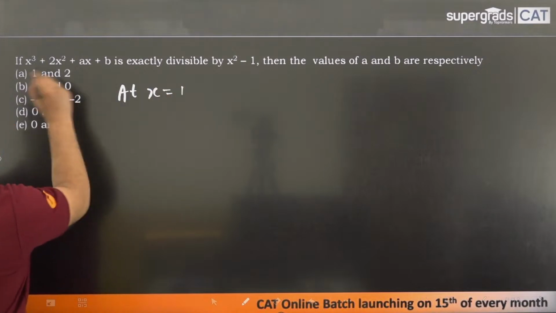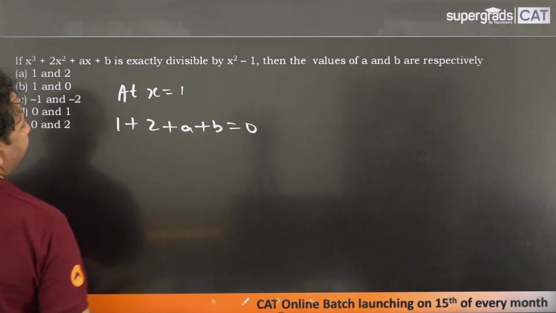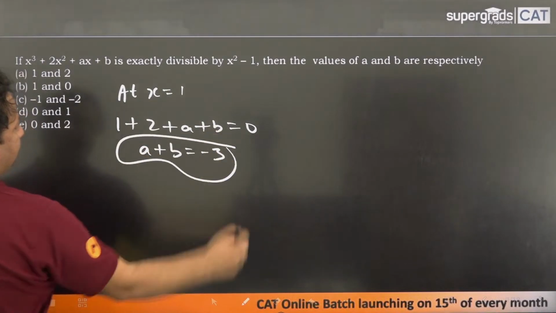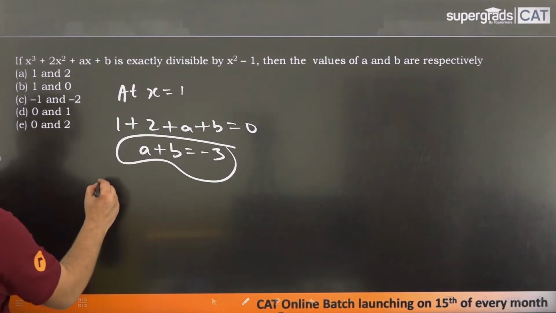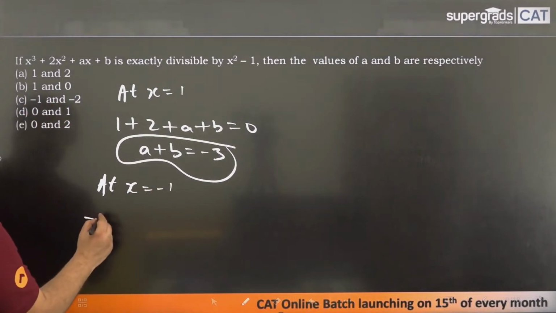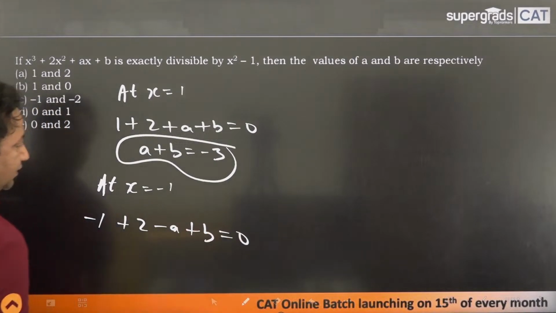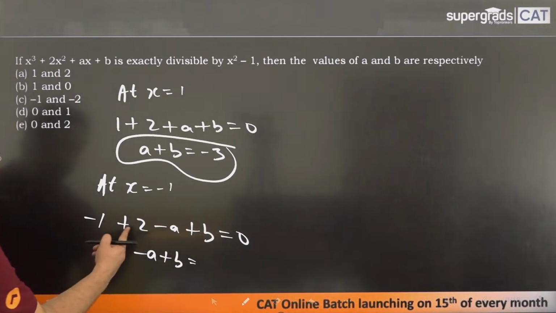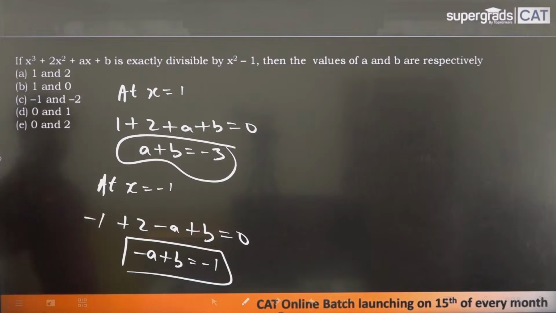At x equal to 1, we'll get 1 plus 2 plus a plus b is equal to 0, which means a plus b is equal to minus 3. And at x equal to minus 1, minus 1 plus 2 minus a plus b will be equal to 0, which means minus a plus b is equal to minus 1. We have these two. And by solving these two, we can get the answer.